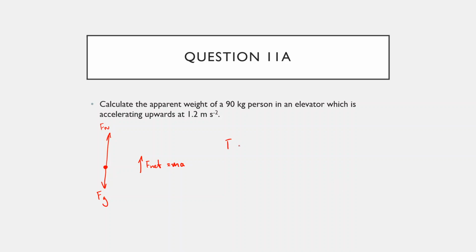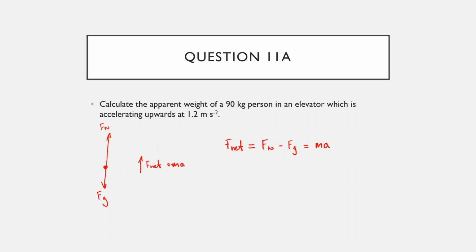So, if the net force is positive, then we first add all the positive forces together, which in this case is just the normal force. Then subtract all the negative forces, which in this case is just the weight force, or the gravitational force. And we know that the person is accelerating, so we can write the net force as being equal to ma.